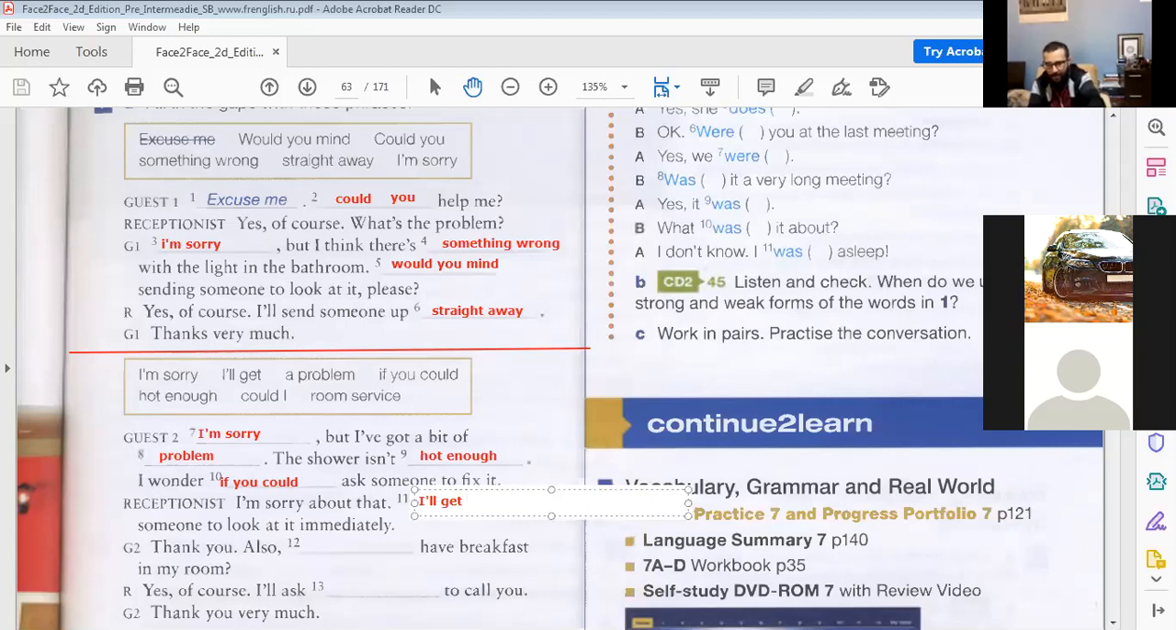Also, I'll get... No, it's not. One minute. Sorry. Also, I'll get... Breakfast. I'll have breakfast in my room. Could I? Where is could I? I can't see it. Could I? Correct. I didn't see it. Okay, you can do the sentence again. So may I start from thank you. Thank you. Also, could I have breakfast in my room?